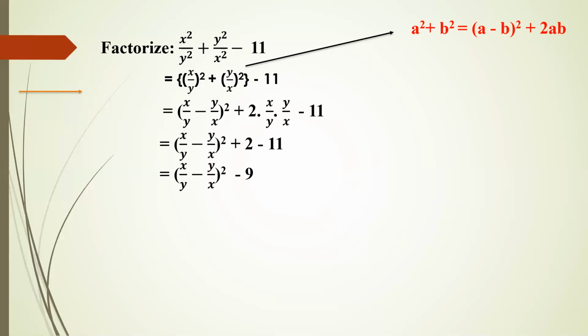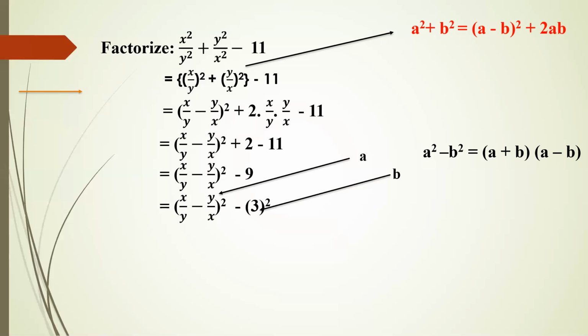Now after that, look at here. Can I write the 9 as 3 whole square? The meaning of making 9 as 3 whole square is that we are trying to keep this in the form of a square minus b square. What is a here? A is x by y minus y by x. And what is b? B is 3. So a square minus b square means what? This is a and 3 is b. So what is a square minus b square? That is a plus b times a minus b once again. Let's write the formula here: x by y minus y by x plus 3, that is a plus b, and x by y minus y by x minus 3, that is a minus b.